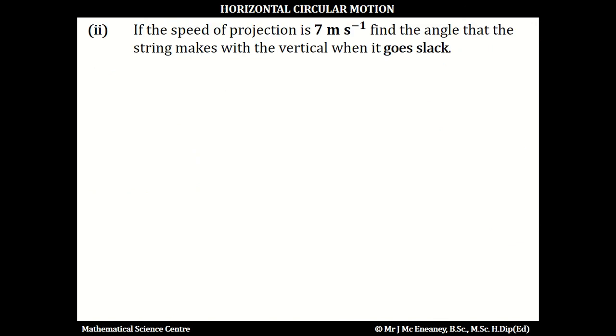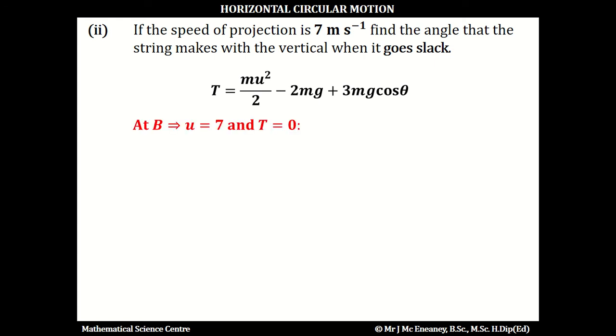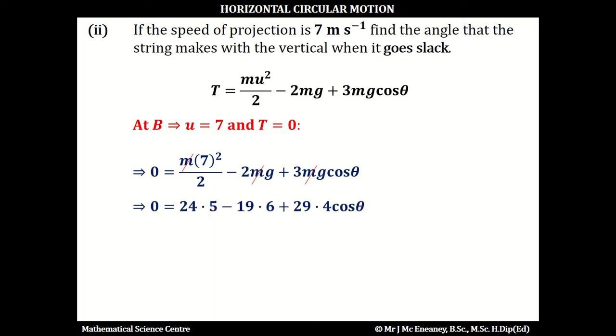If the speed of projection is 7 meters per second, find the angle that the string makes with the vertical when it does go slack. Now again, we've got T equals mu squared over 2 minus 2mg plus 3mg cos theta. So if the string goes slack, the tension T is 0 and u equals 7. So we substitute in T is 0 and u is 7. Now the m's will cancel everywhere. And then this means that 49 over 2 minus 2g plus 3g cos theta equals 0.